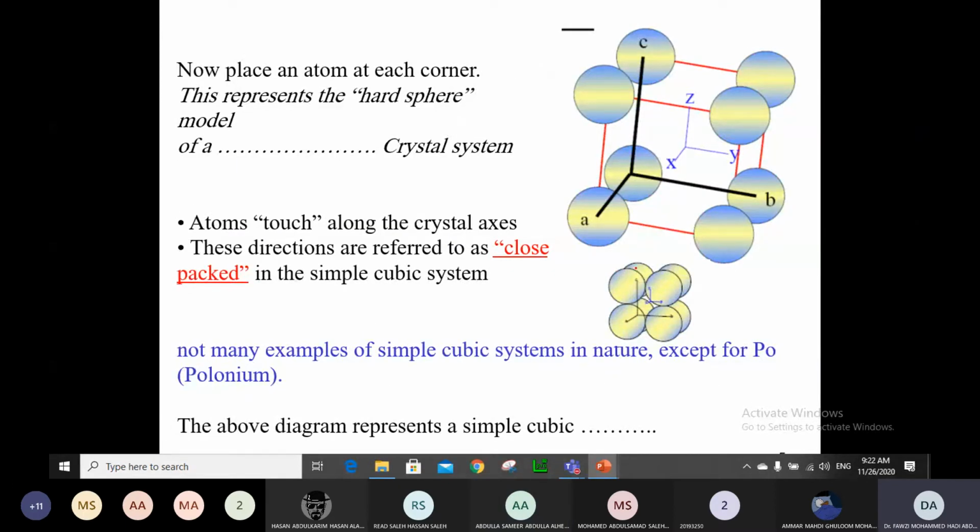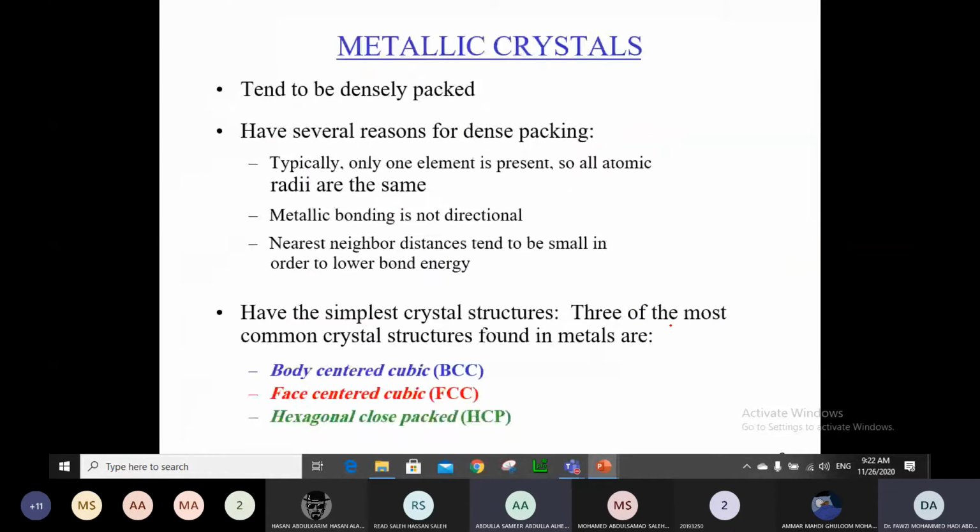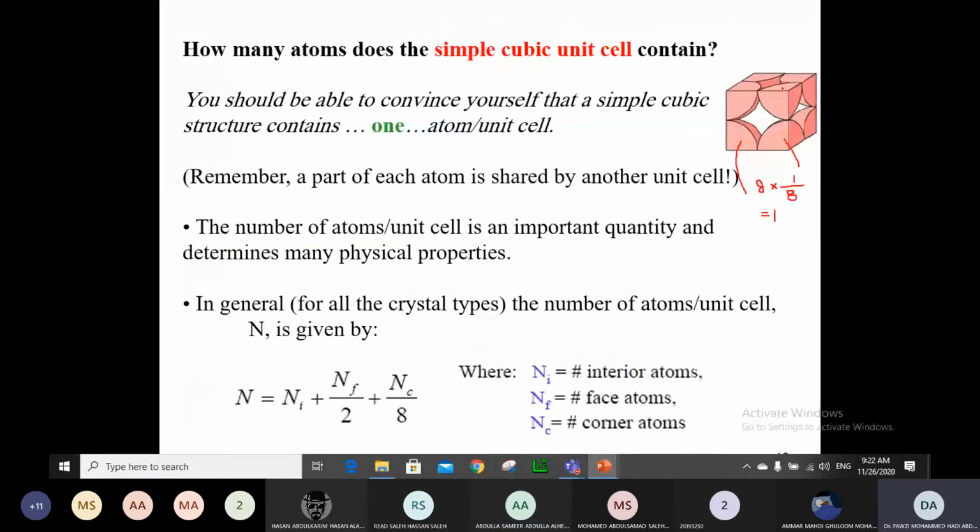How many are they? 1, 2, 3, 4, 5, 6, 7, and 8. These are 8 corner atoms. Now, each corner atom represents how much of an atom? It represents 1/8. Adding 1/8 eight times gives you 1 atom. So the total number of atoms due to the corner atoms in one unit cell is 1 atom.